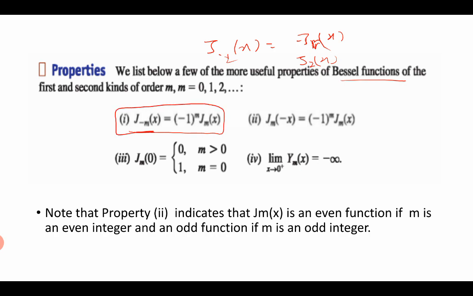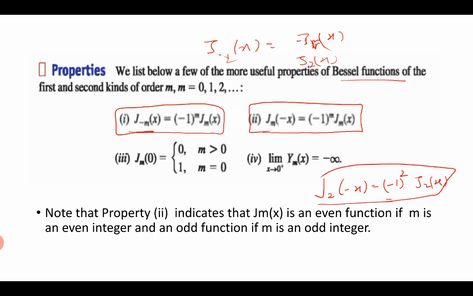This is another property, and here Jm of minus x is equal to, what is it? Let's take J2 of minus x is equal to negative 1 to the power 2 J2 of x. So it will be positive. So when m is even, the Bessel function is even. That's what is given here. Property 2 indicates that Jm of x is even if m is even.